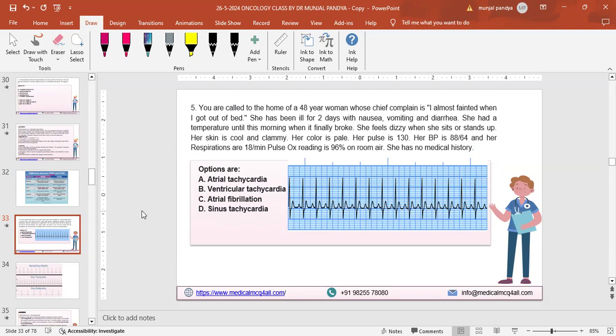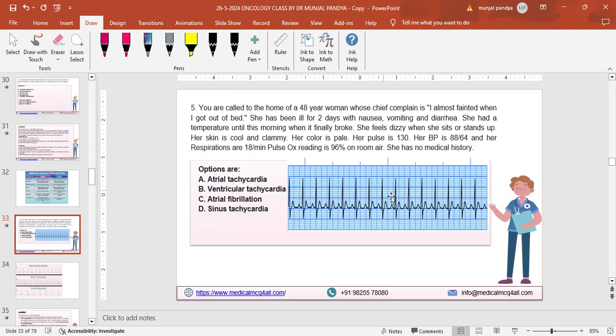Her heart rate or pulse rate is 130 per minute. Her blood pressure is 88/64. Her respiratory rate is 18. Pulse oxygen is 96% on room air. She has no medical history, no past cardiac history.